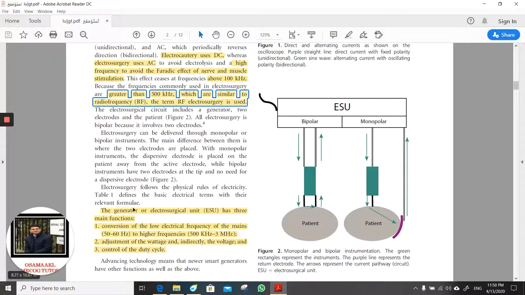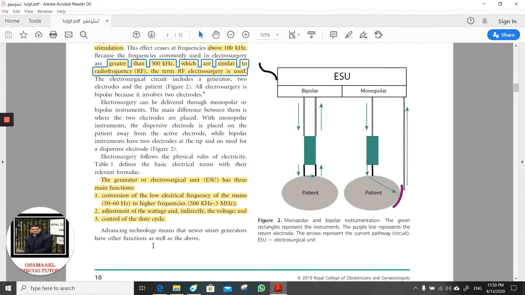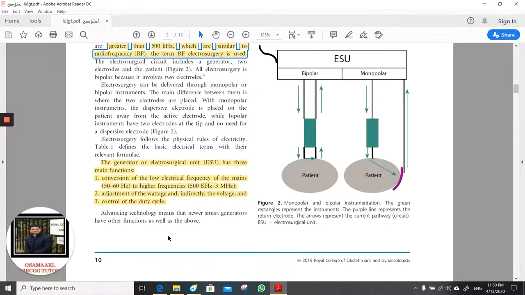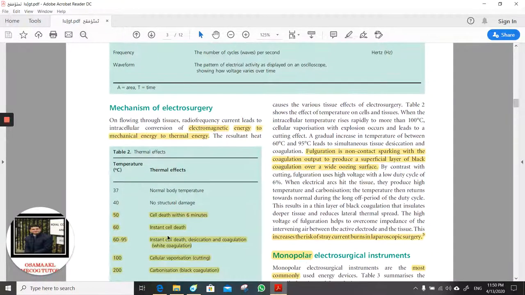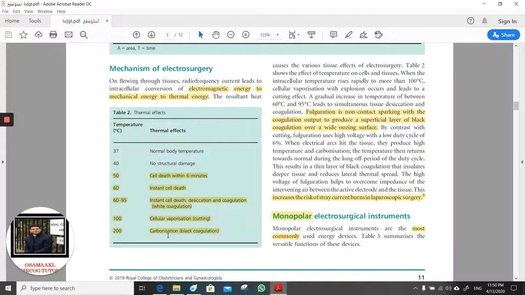So these are the benefits of the diathermy machine. You can adjust, you can make modes, and you have high frequency electricity. Okay, so at what temperature will our effect happen? If you reach 50 degrees for 6 minutes, this will still happen. 60 degrees, instant. 60 to 95 is our target to produce the coagulation effect.